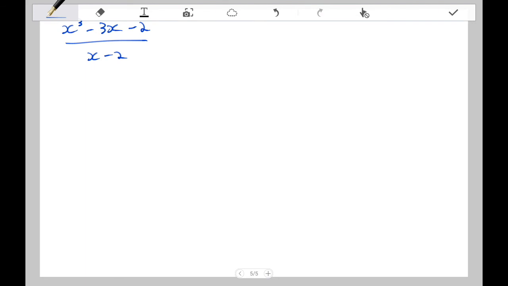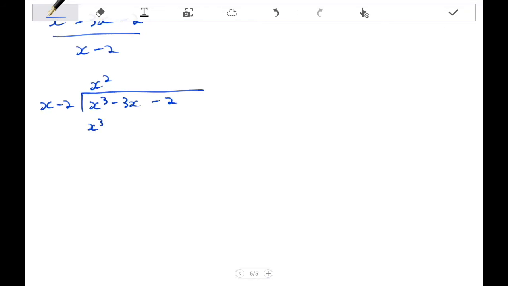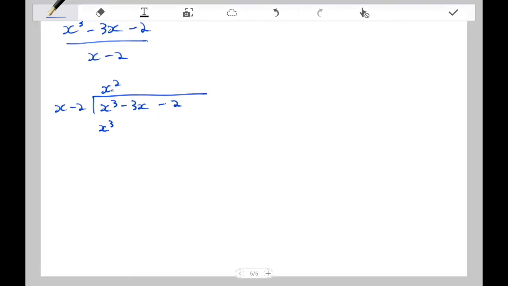Right, well, let's set it up the same way. Let's do our bus shelter. We put x cubed minus 3x minus 2. We have the x minus 2 out here. Right, let's start as we normally do. x into x cubed. Okay, well that's x squared. Okay, well I haven't got an x squared column, so I'm not really sure where to write it, but that'll be fine. I'll write it up here. Okay, let's multiply it out. x squared times x gives us x cubed. And then x squared times minus 2 gives us minus 2x squared.